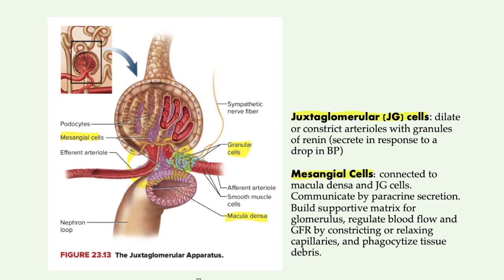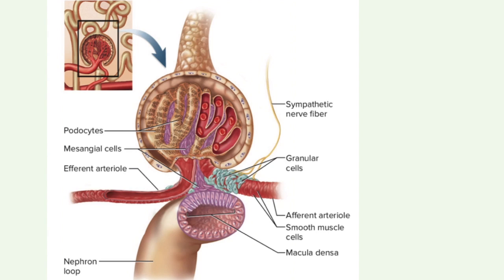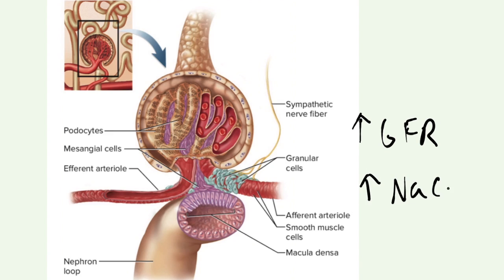Now, to understand the juxtaglomerular apparatus, let's move over to the next slide in the ThinkPad. Alright, so we're at the next slide of the ThinkPad and we want to understand the juxtaglomerular apparatus and how it functions. So let's just say we have a high glomerular filtration rate. This high glomerular filtration rate means that we have a high salt reabsorption by the proximal convoluted tubule.